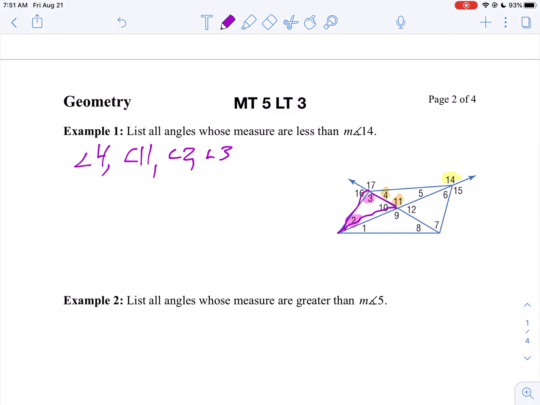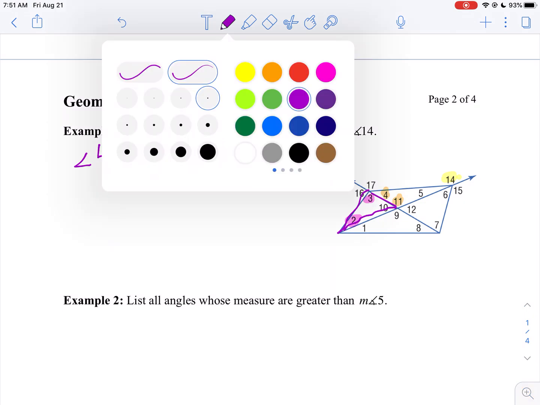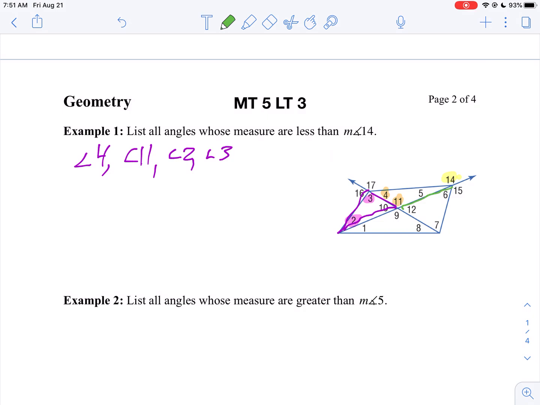Well, then angle 11 is also an exterior angle to this triangle because I just extend that side out. So we'd say angle 6 or angle 7 then.